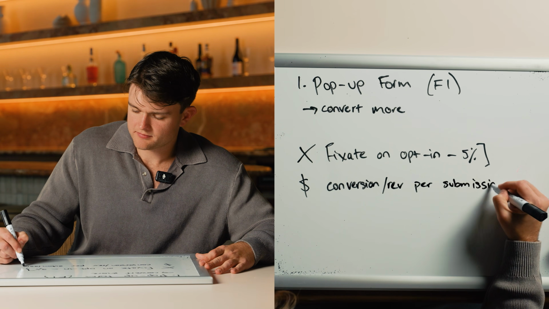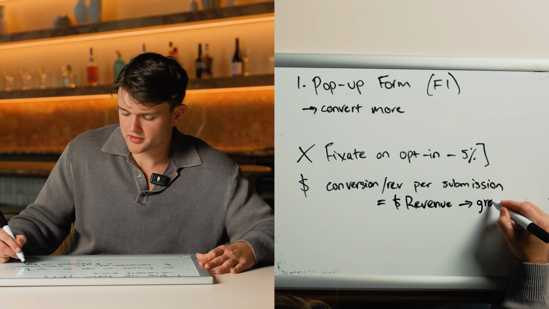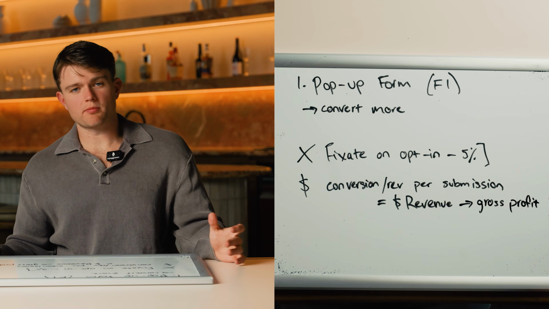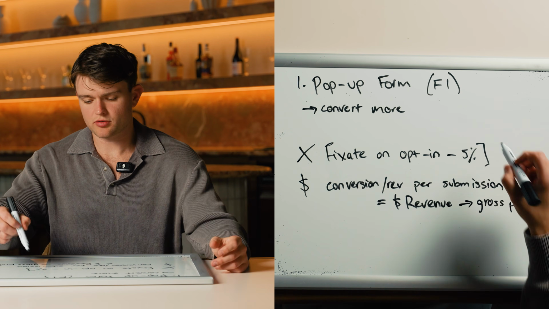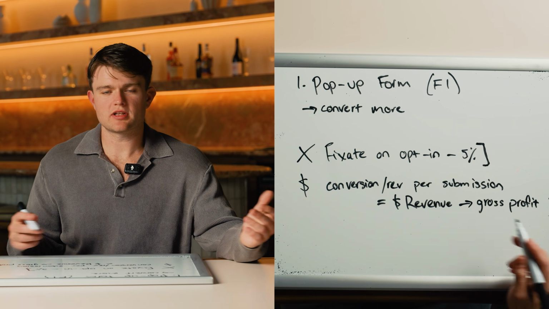And ultimately, your revenue. Or if you want to go one step further, what we will actually measure for is gross profit. This is a much more comprehensive way to look at your pop-up form than just looking at it as a function of list growth. Because when you're just measuring list growth, you're fundamentally not measuring for gross profit because they're not always correlated.